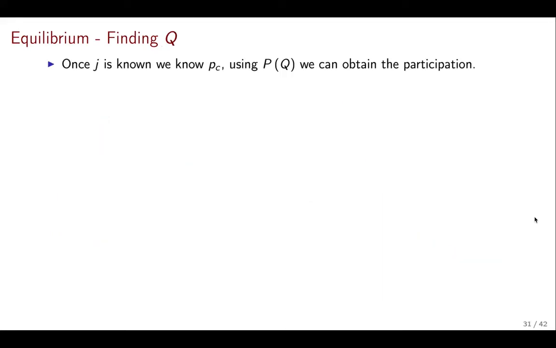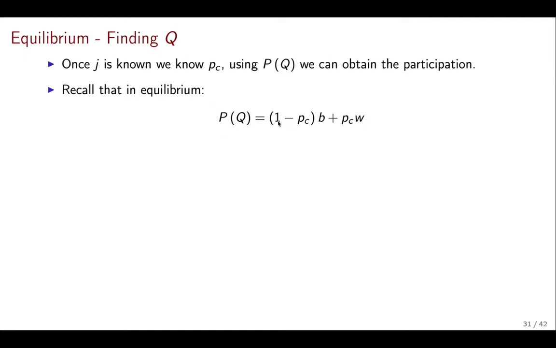Okay, now that we know the tightness, how do we find Q? Well, remember, if we know the tightness, we know PC, the probability that you find a job. And so we can go back and recall that we want to participate up to the point that this function P of Q, which measures the total number of agents that have a theta I less than this value, is equal to the expected value of participating.